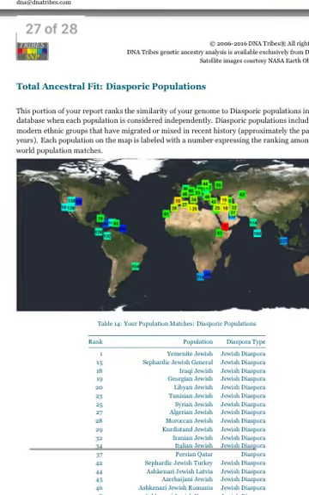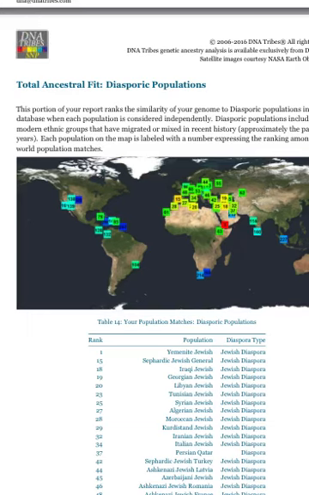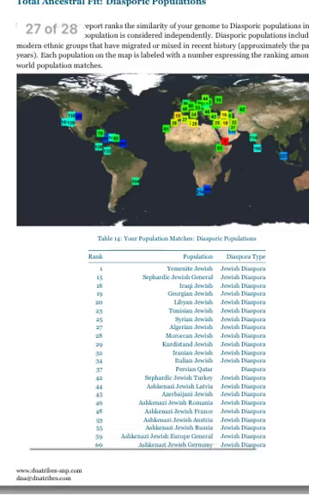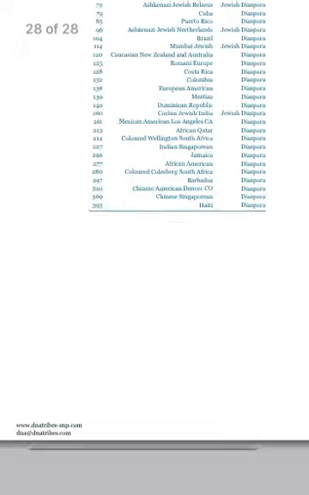So diasporic populations: you can see number 1 is Yemenite Jewish. I don't even know if I'm saying that right, but that is my number 1 population. I asked DNA Tribes about that, and they said it's because, like I said before, we have a lot of genetic signatures that are similar to Yemenite Jews. My genome just happened to fit better with a Yemenite Jew than an Egyptian Copt or an Egyptian, and that's why it showed up as my number 1. I thought that was very interesting. If anyone wants to comment on that, it would be great.